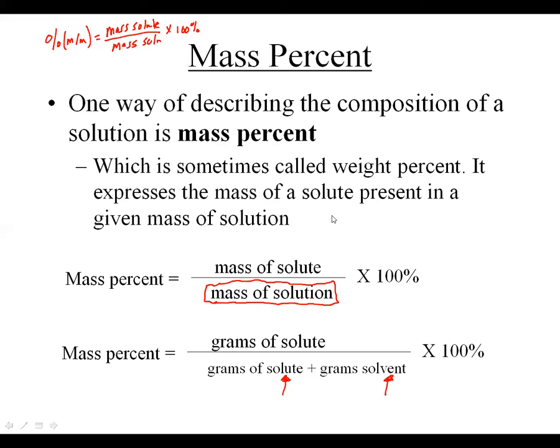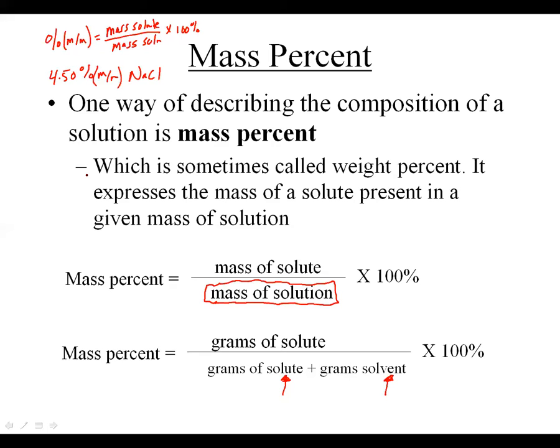In addition, you could also sometimes be given the percent mass of a solution. So for example, if we were told that we had a 4.50% mass to mass solution of sodium chloride, you can actually turn that into a conversion factor to be used in problems.